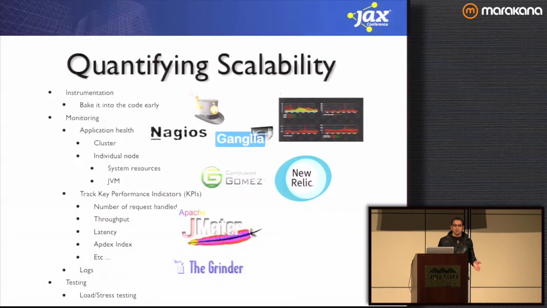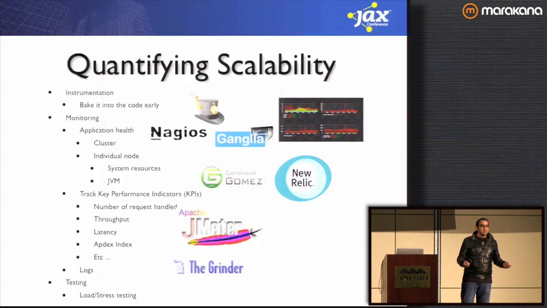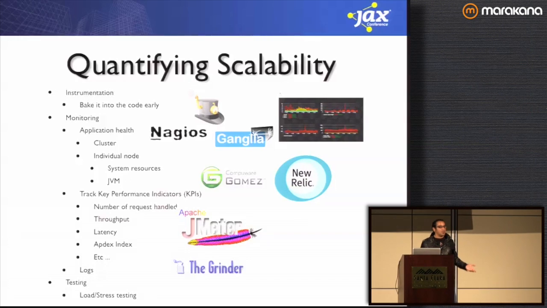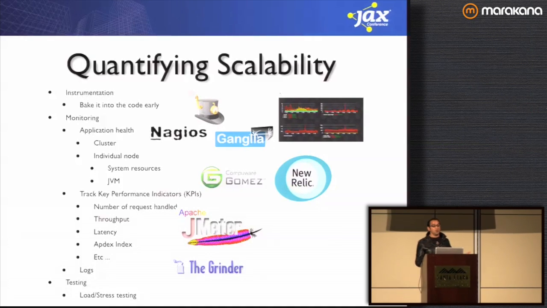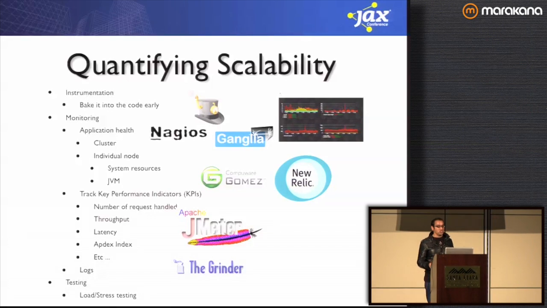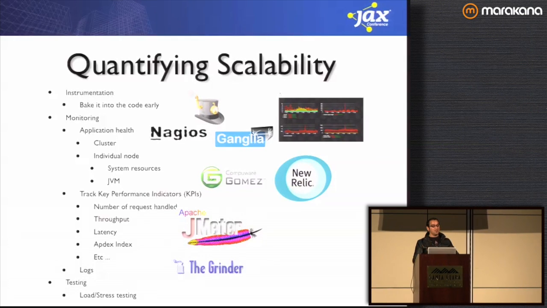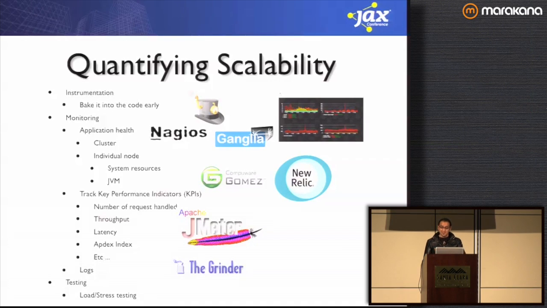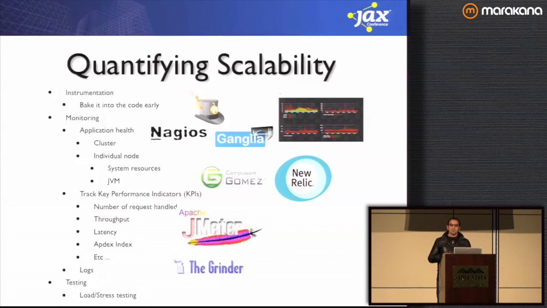Talking about instrumentation, make sure that you bake instrumentation into the code early. That means a piece of code that simply sends data on how long a particular request takes. Yammer metrics, for example, is an example of that. You could literally hit that servlet, or a filter servlet, that would tell you how long particular requests take. Make sure you have monitoring. Monitor your application health or cluster health, the individual nodes down to the JVM metrics or the system resources. And you track performance KPIs: the number of requests handled, the throughput and the latency, and also something called the AppDex index, which is a standard that gives you a number that tells you whether your users are satisfied or not, or how many of your users got upset because they waited too long. You can Wikipedia the AppDex index.